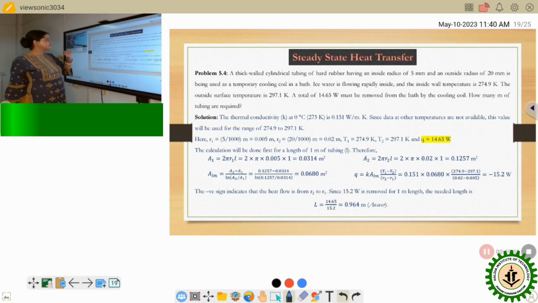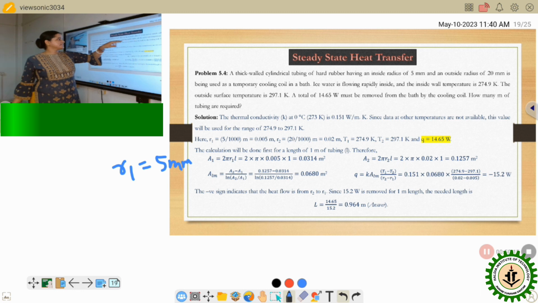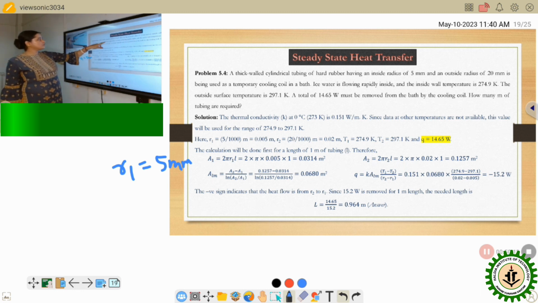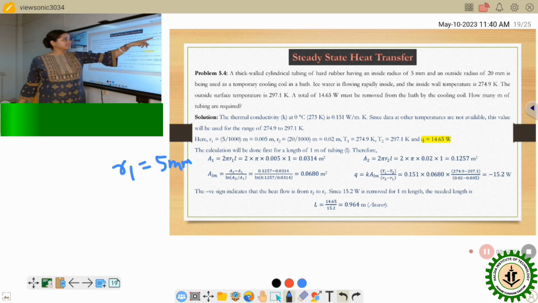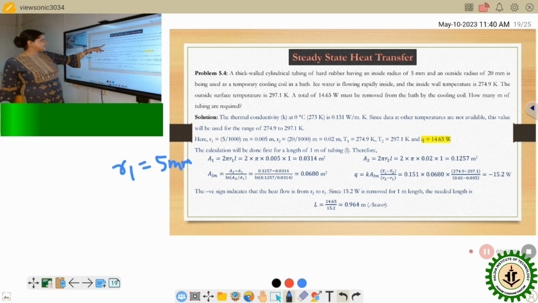One problem is given here for a hollow cylinder. A thick wall cylindrical tubing of hard rubber, having an inside radius of 5 mm, that is R1 equals 5 mm, and an outside radius of 20 mm, is being used as a temporary cooling coil in a bath. Cold ice water is flowing rapidly inside and the inside wall temperature is 274.9 Kelvin. So heat will flow from outside to inside. The outside surface temperature is 297.1 Kelvin.